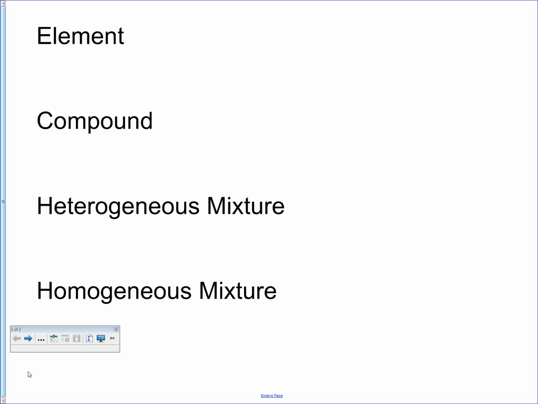The first one is an element. An element is the purest kind of substance. It's just atoms that are all alike one another. If you have an element, there are some different things that indicate that you're dealing with an element. One of those things is that it will be on the periodic table. All right, so if it's on the periodic table, it is an element.